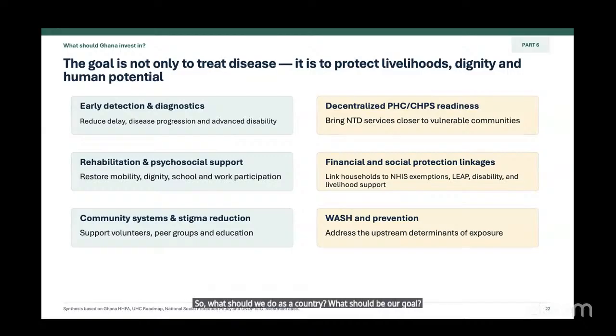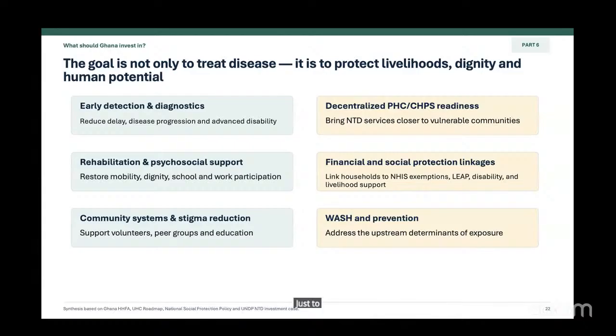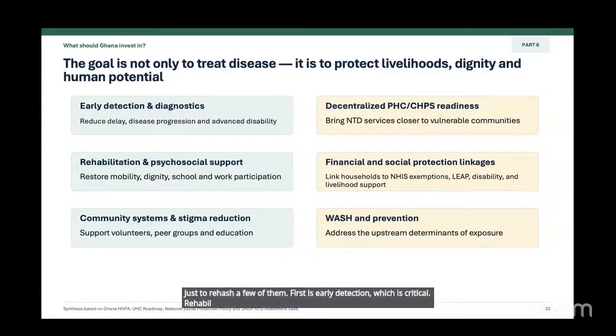Our goal is not only to treat the disease, which is an important component, but to protect livelihoods, dignity, and human potential. And the things that need to be done are varied. I think Dr. Parry mentioned a number of them, just to rehash a few of them. First is early detection, which is critical. Rehabilitation and psychosocial support should be seen as a major part of the treatment and elimination efforts. Community systems and stigma reduction strategies need to be enhanced.